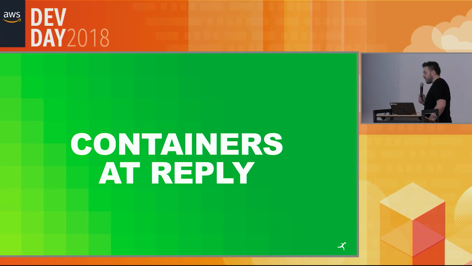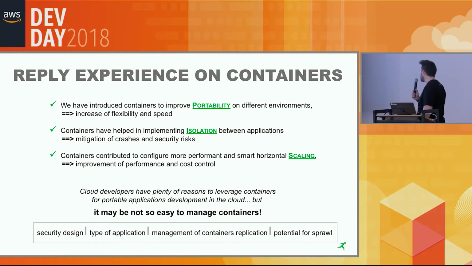Now let's talk a bit about what we do with containers at Reply. When we first started to adopt containers, we concentrated on the 3 main benefits, and we try to bring these benefits to our customers. The first one is portability. We try to show our customers how they can improve their services and applications and make them more portable, even when they have to go to the cloud for the first time. We want to show them how isolation brings benefits in terms of mitigating crashes and possible faults in the application, and also some security risk limitation.